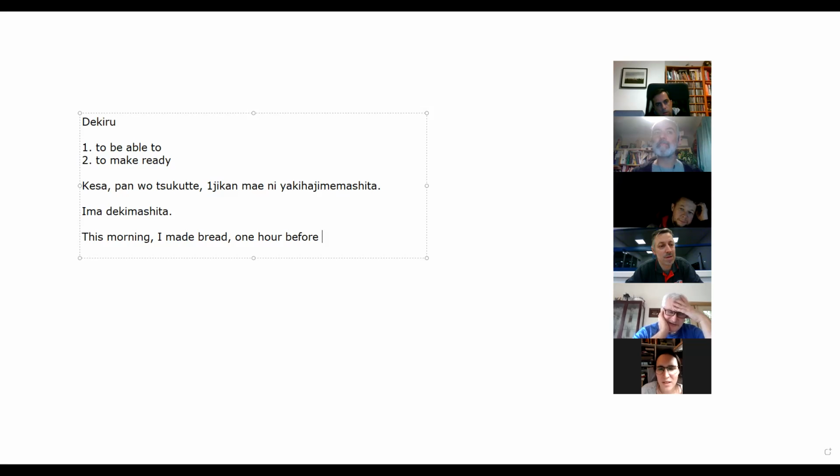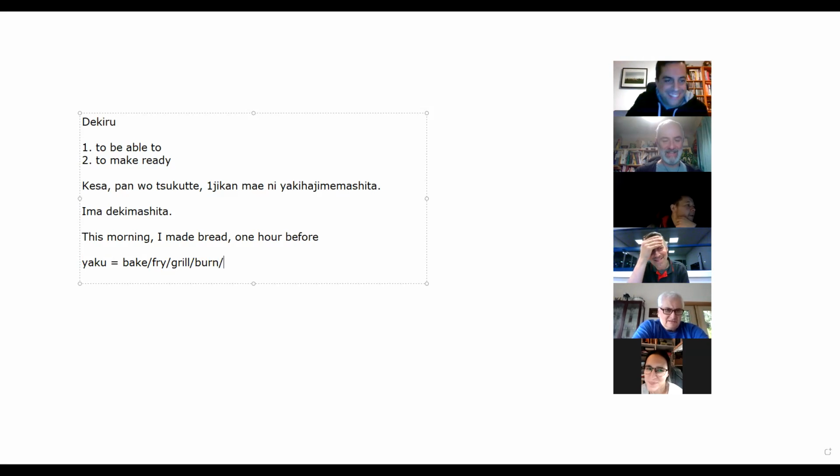Before it began, something to burn. Started, but yaku. Yaku means to bake. It's to bake? Yeah, or fry or grill, depending on the appliance you're using. Burn, yeah, good, and cremate, I think, is also there as well.